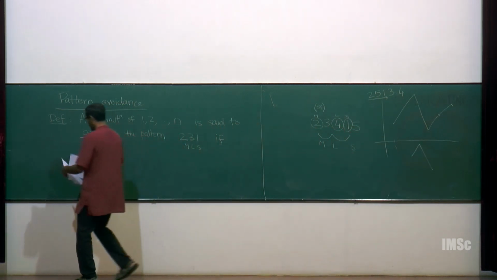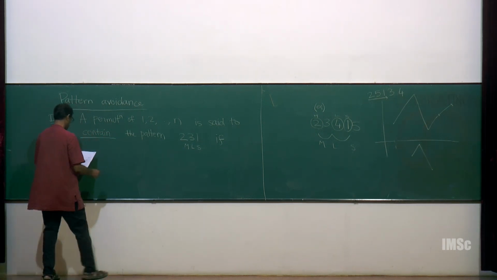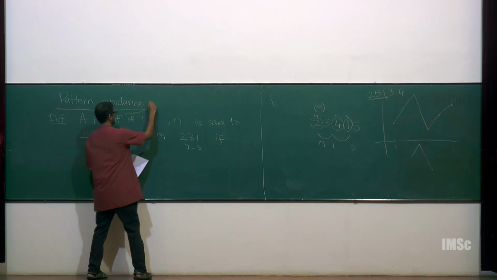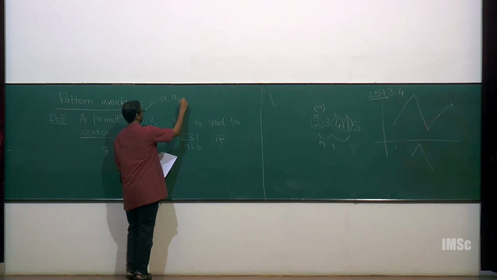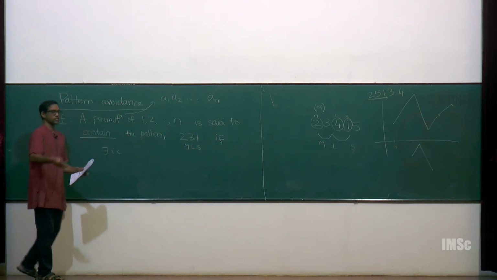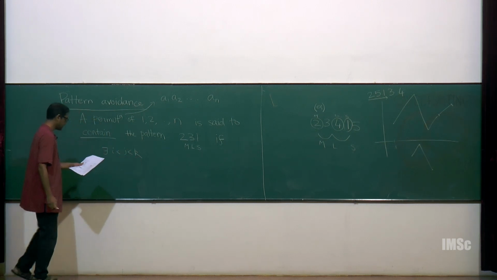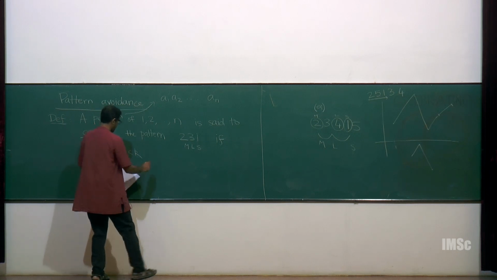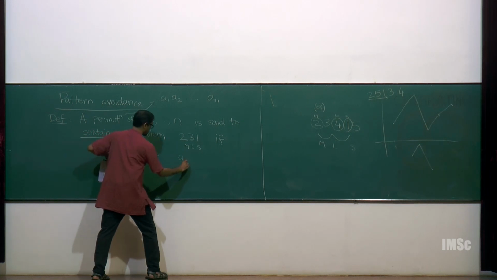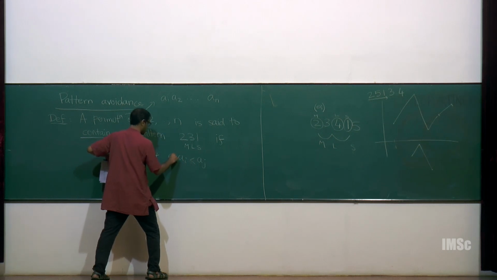Formal definition is sort of boring, but it says it contains this pattern if there exist three indices. So first I need to write a permutation, let's call it A1, A2, ..., AN. So I'm writing the n numbers occurring in the permutation as A1, A2, ..., AN. And I should be able to find 3 indices i, j, k with i less than j less than k such that Ai is the medium fellow. So Ai comes in the middle, Aj is the largest, and Ak is the smallest.